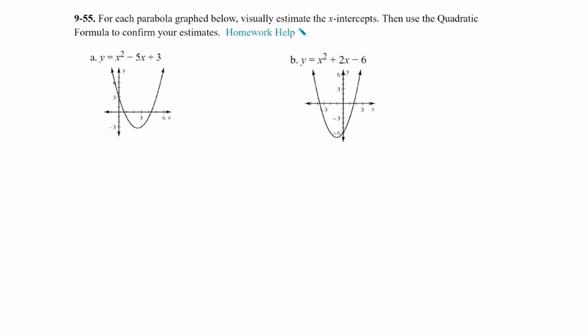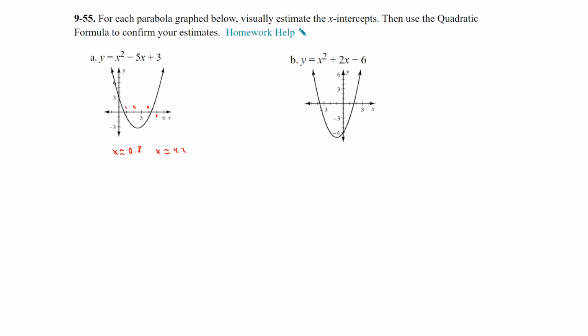Question 55. For each parabola graph below, visually estimate the x-intercepts. Then use the quadratic formula to confirm your estimates. So on part A, it looks like these are going up by ones. So 1, 2, 3. So somewhere in between 0 and 1. So I'm going to approximate it. It looks like it's a little bit more than a half, maybe like 0.7, 0.8, something like that. And then this is at 4, so it's in between 4 and 5, a little bit closer to the 4, so we'll approximate it at 4.2.